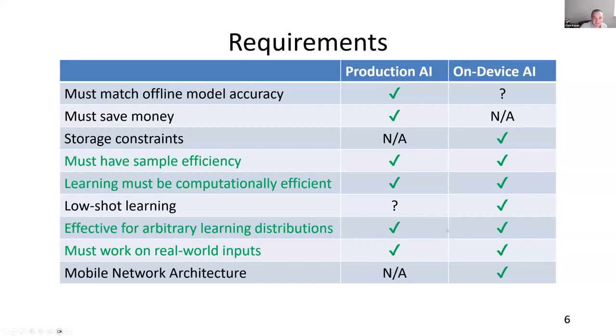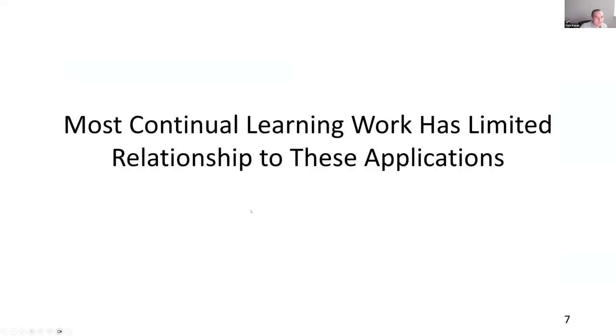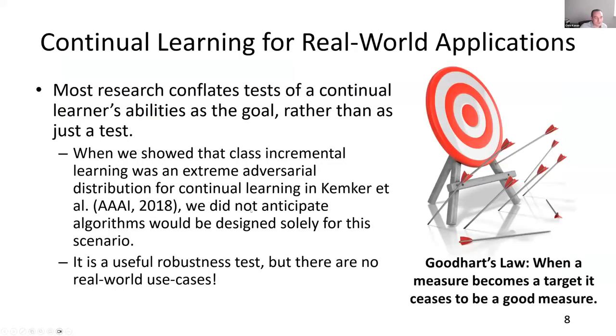Nobody needs your class incremental learner. If that's all it can do, it's not useful. And it needs to work on real-world inputs. For these applications, nobody's going to trust your work if you only test it on CIFAR-10. Mobile network architecture, yeah, on device, definitely not applicable to production AI. So my argument is most of our work really does not match these needs.